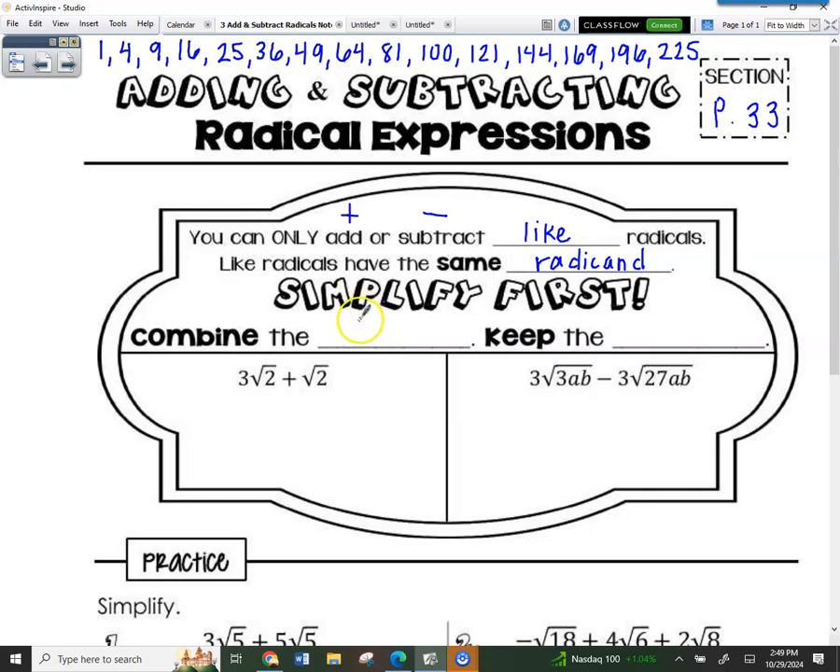We're going to simplify first, though. This is really important. First and foremost, you have to simplify before you can decide if you can add or subtract. Then you will simply combine the coefficients. You recall, coefficients means the number in front of the radicals, and then you'll keep the radicals.